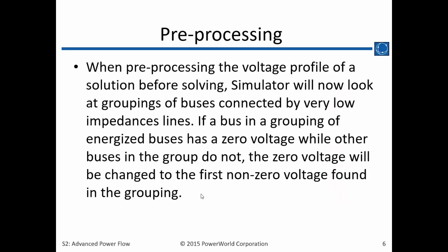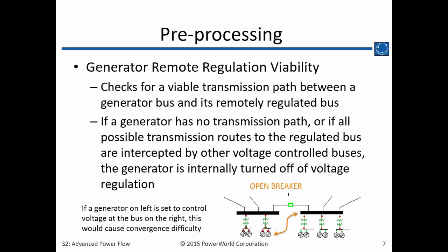When pre-processing the voltage profile of a solution before solving, we look at the grouping of the buses connected by low impedance lines. If a grouping of energized buses has a 0 voltage, and other buses in the group do not, then the 0 voltage is changed to the first non-zero voltage found in the group. So that's what our starting point guess will be instead of 0. There's also a pre-processing step of checking generator remote regulation viability.